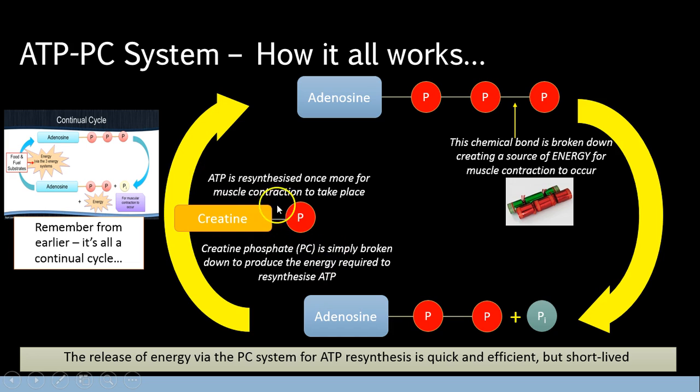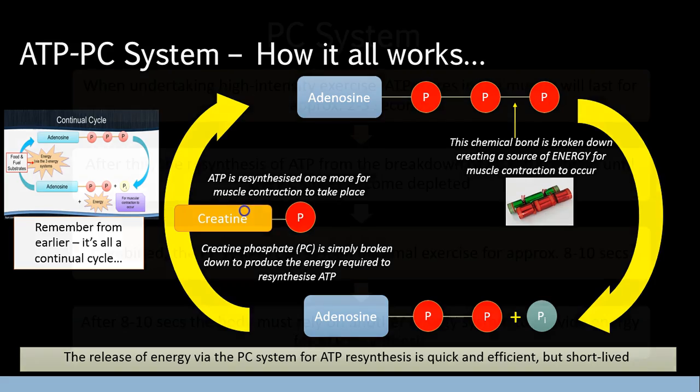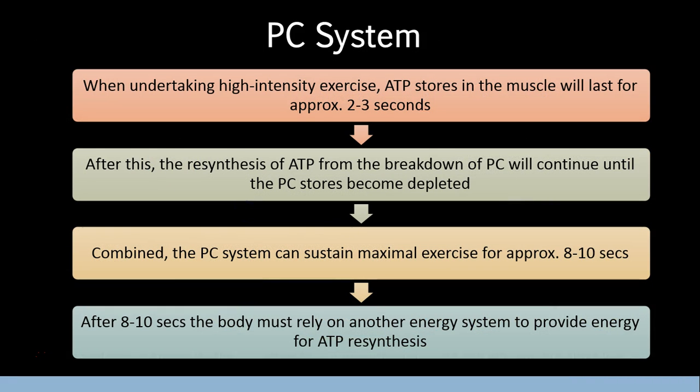So our creatine phosphate provides the energy required to resynthesize ATP so that we can then have muscle contraction occurring. It's that continuous cycle we're looking at. The reason we use this system is that our muscles have about 2 to 3 seconds worth of ATP ready to go stored in our muscles. Beyond this point, we actually need to generate ATP.